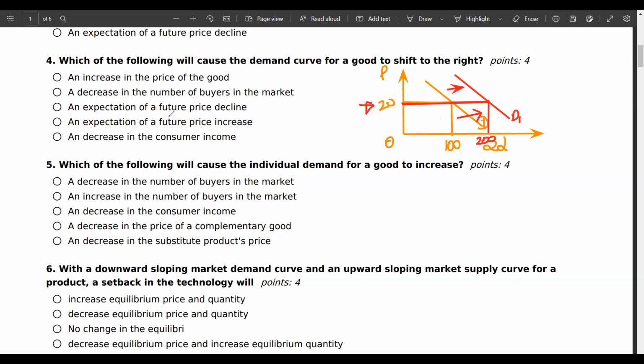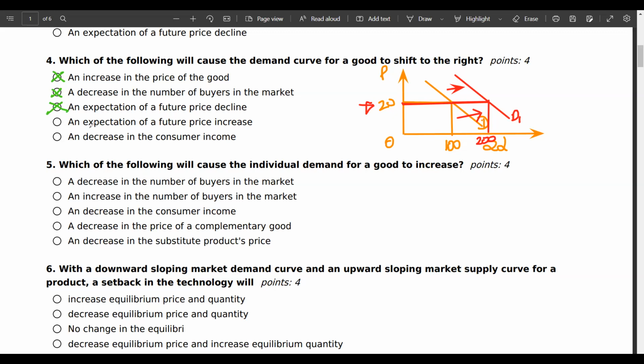A decrease in the number of buyers in the market. If the amount of people in the market comes down, that would mean the demand for the product would have dropped. Here, the demand is increasing. So second answer is also out. First is out, second is out. Third, an expectation of a future price decline. Think of it. Today, you get to know next week the price of the product is dropping. Then will you go and buy that product today, or will you wait till next week to go and buy it? Obviously, you'll be like, why should I buy it today? Because if I wait a week, I will get to buy the product at a lower price. So today demand would drop then. So that's not the answer.